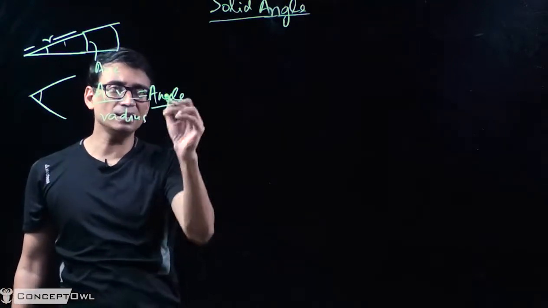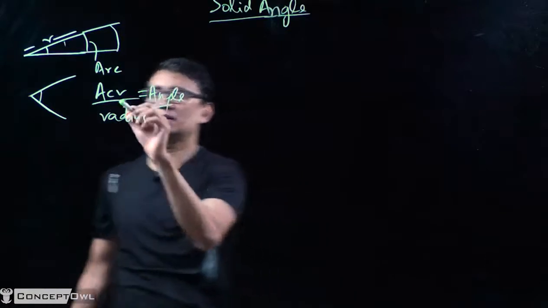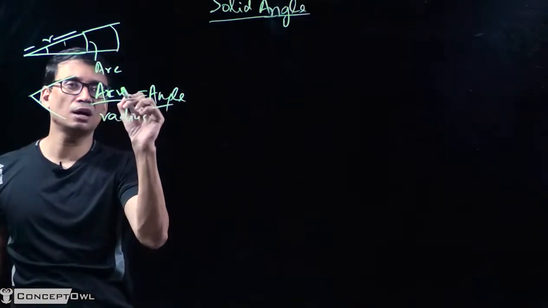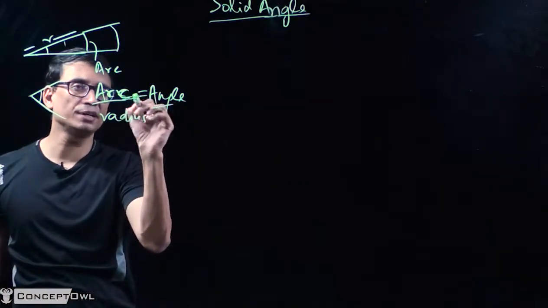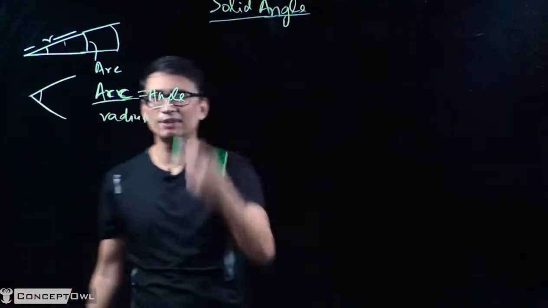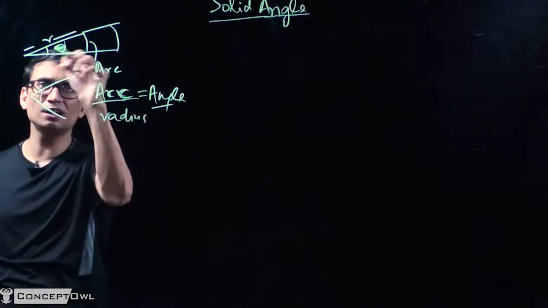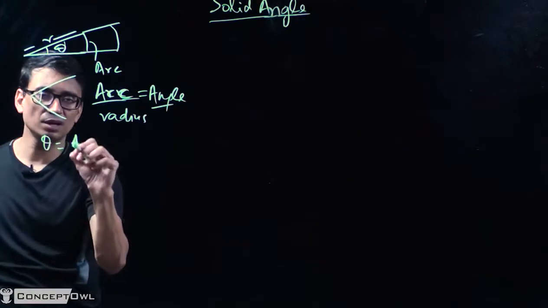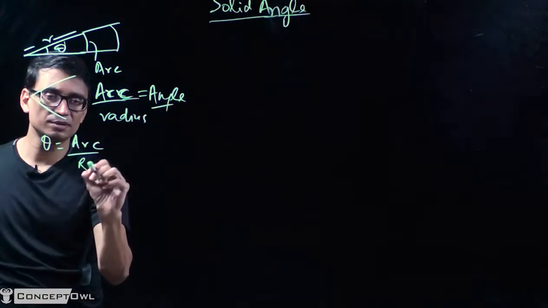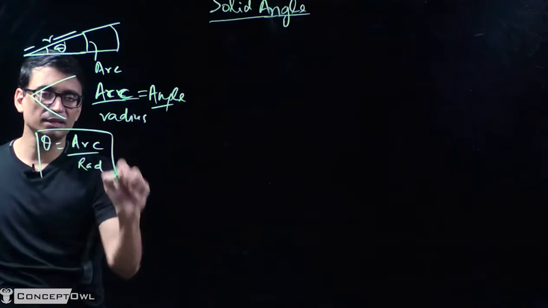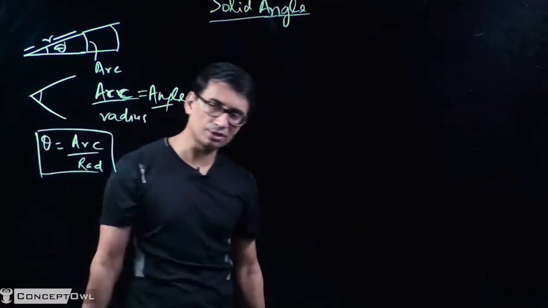Okay, so angle is nothing but the ratio of arc upon radius. This I define as angle. In other words, if I call this theta, then theta is equal to arc upon radius. Writing it neatly here so you can see this clearly.